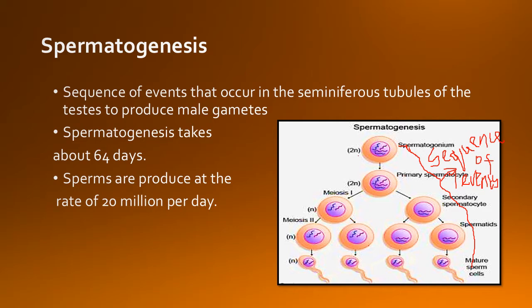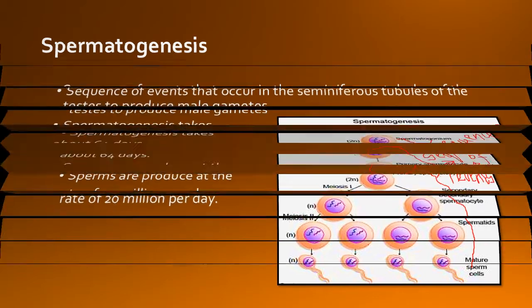Even though production of sperms takes about 64 days, at any given time you can see different regions of the seminiferous tubules containing spermatocytes in different stages of development, so that the production of sperms remains constant and the sperms are produced at the rate of 200 million per day.